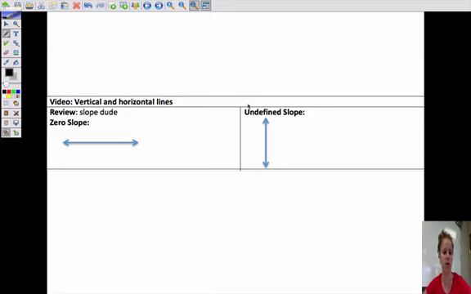Guys, this is going to be a quick video on those vertical and horizontal lines. So if you remember from our introduction on slope, we watched Slope Dude, and there were 2 times where he was going straight across and then straight down, right? And the slope for the straight across is 0.